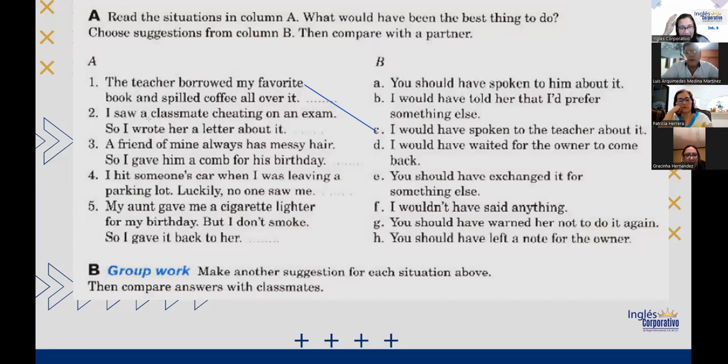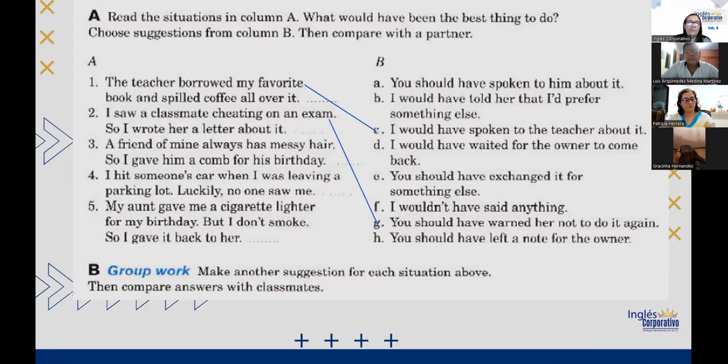Somebody is cheating. You should have warned her not to do it again. Exactly. Give a warning. I would say letter G.